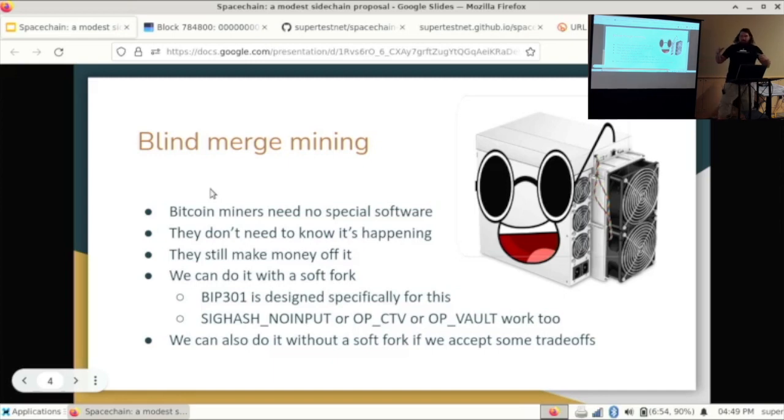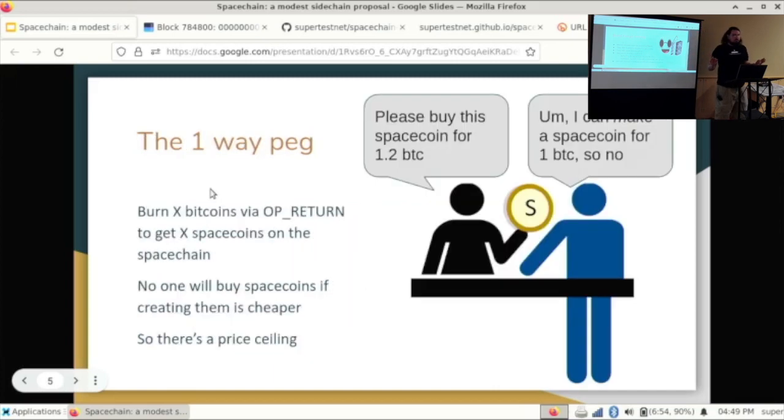Blind merge mining is a better way to do merge mining. You get to inherit Bitcoin's proof of work, the difficulty of doing reorgs, and the consensus on the order of blocks. All of that stays with Bitcoin. But how do you do it? Well, you either need a soft fork or you have to accept some trade-offs. You guys with me? All right, cool.